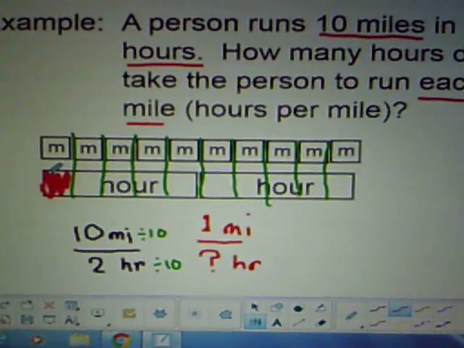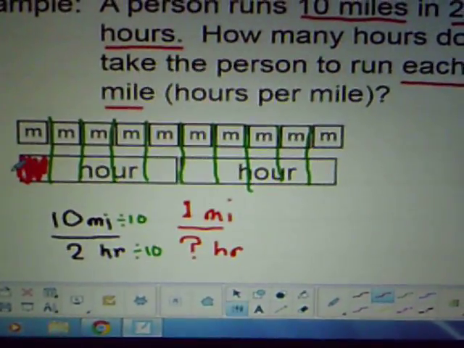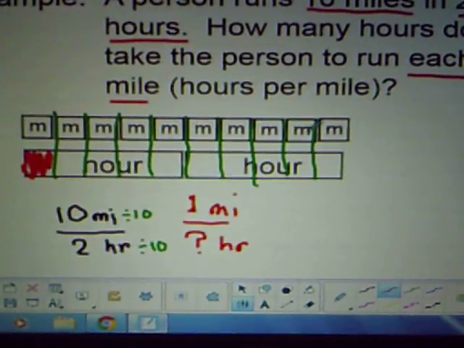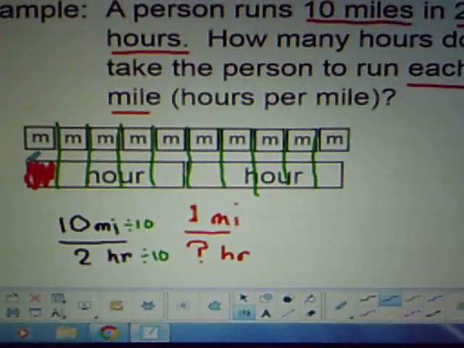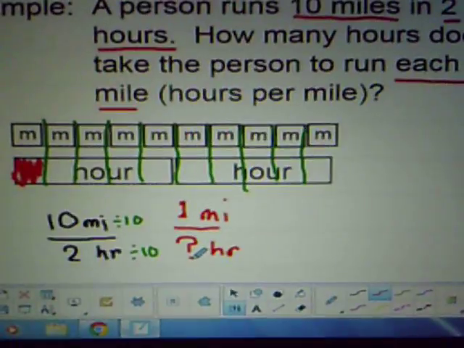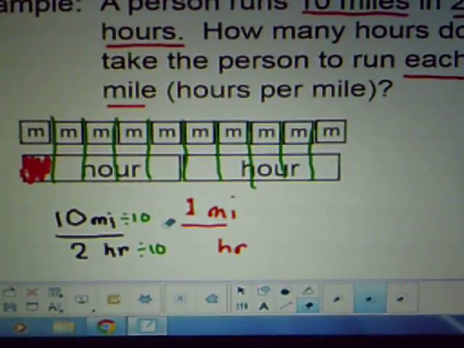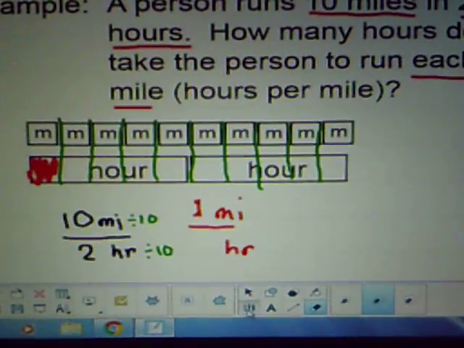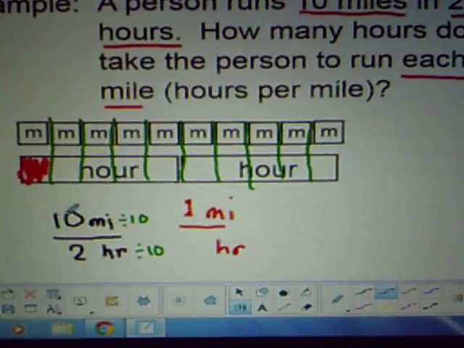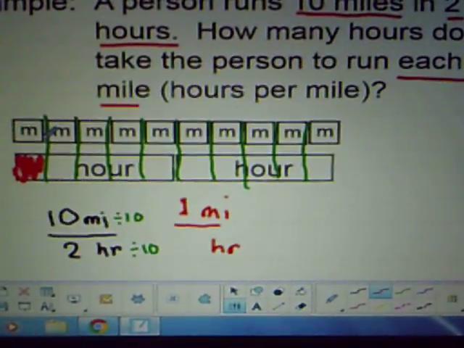So just by using your number sense, you can think that each mile will take less than an hour to run. If they can run 10 miles in 2 hours, each mile is going to take less than an hour. But exactly how much of that hour? Well, let's do our division. 10 divided by 10 is 1. So we have our 1 mile.